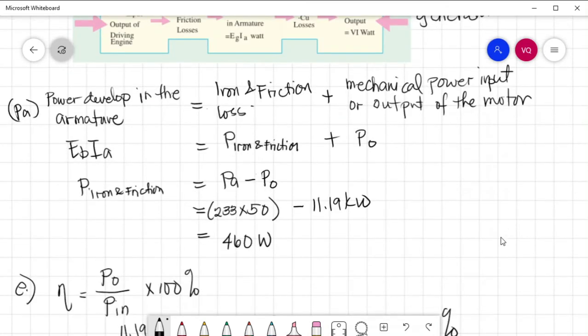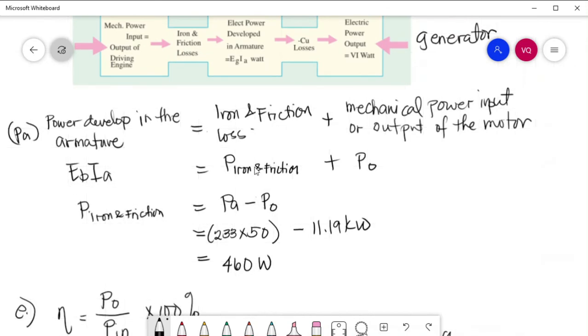First, we will solve the EbIa, that is equal to armature power, so 233 times 50 amperes, minus our output power, that is given 11.19 kilowatts. So subtracting these two, you will get 460 watts, equal to the iron and friction losses of the motor.